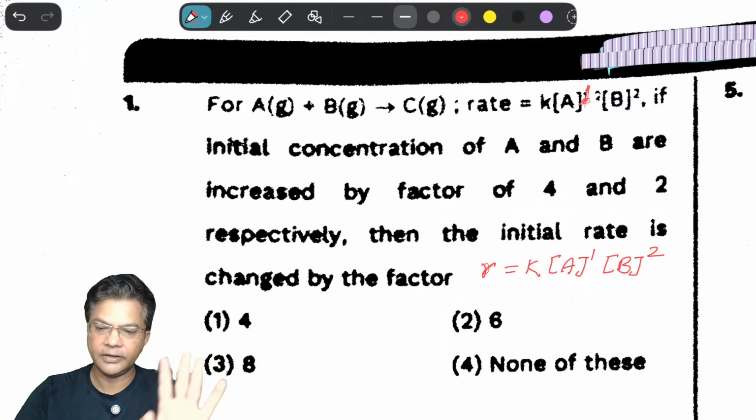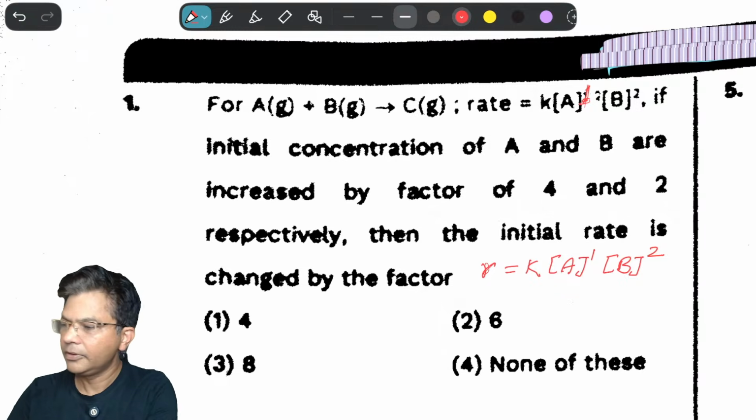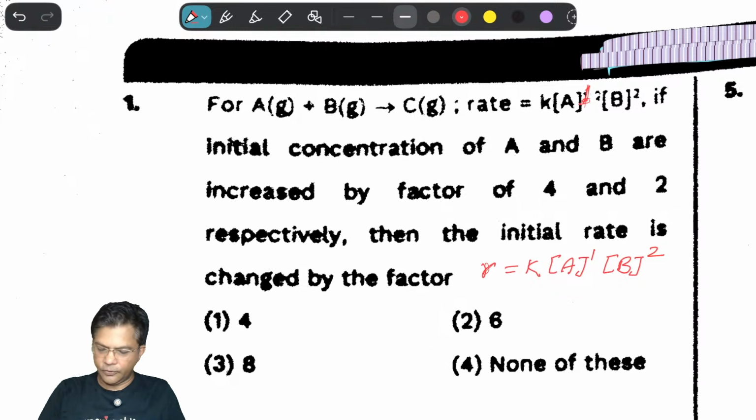Let me check. Wait, kids. Let me check it out. Just wait for a second. Give me a sec.